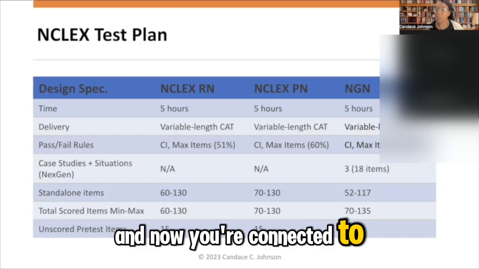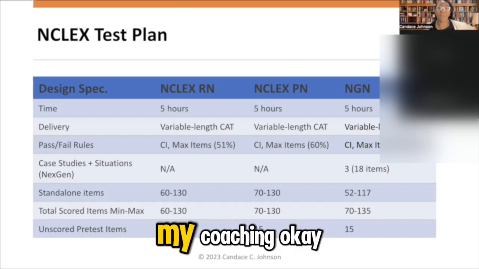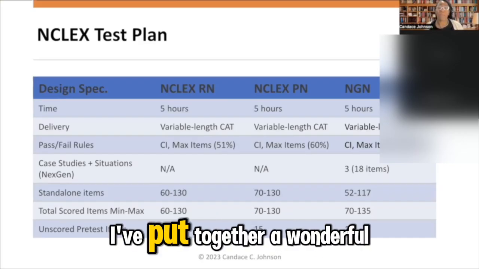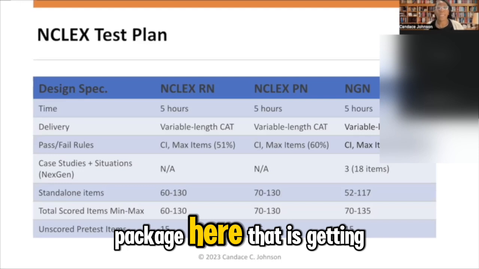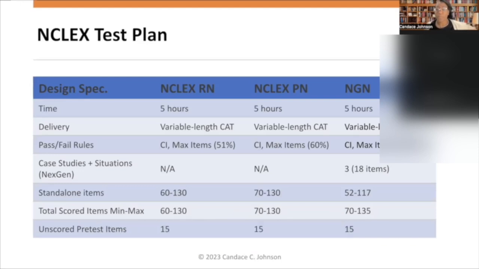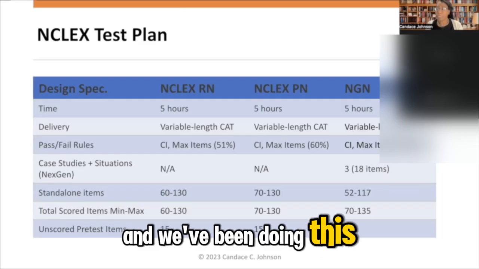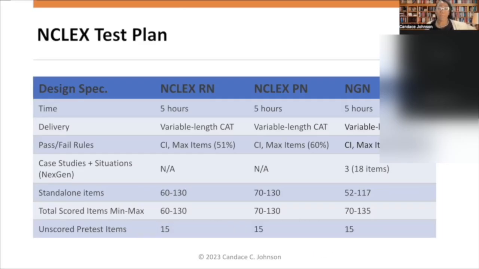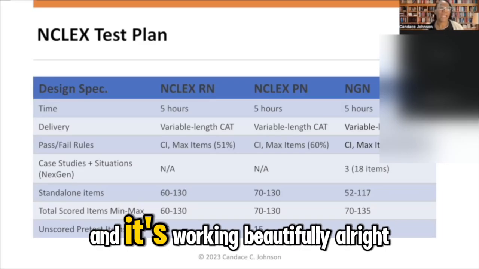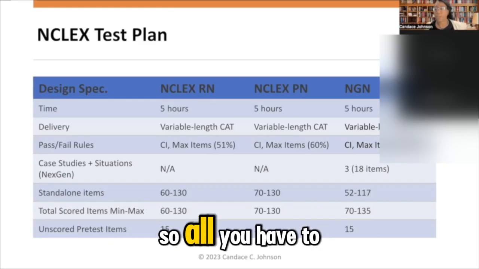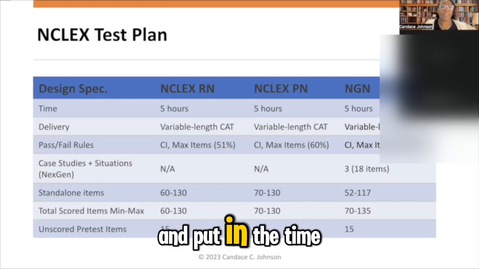And now you're connected to me. And I believe in my coaching. I believe I've put together a wonderful package here that is getting people through to passing the NCLEX. We've been doing this now for about 7 months with the brand new curriculum, and it's working beautifully. So all you have to do is do your part and put in the time.